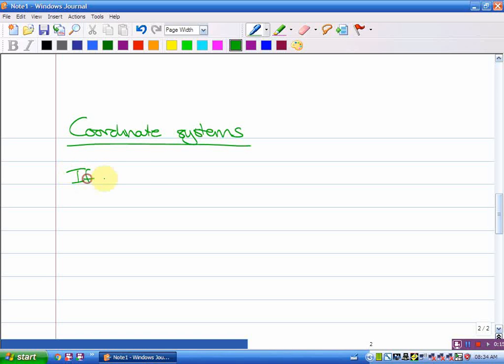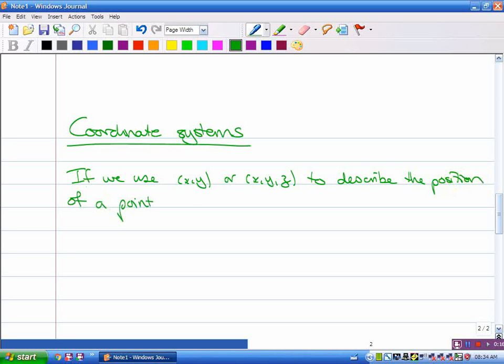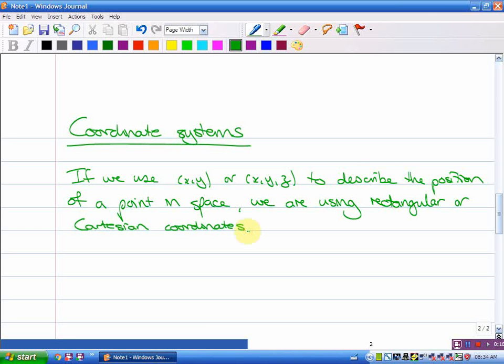If we use xy or xyz to describe the position of a point in space, that's rectangular, or Cartesian. Cartesian is written with a capital C because it's named for a person. It's named for René Descartes, philosopher and mathematician.